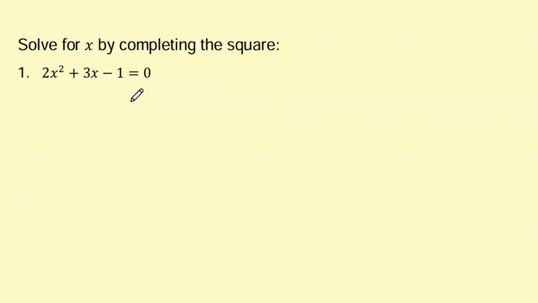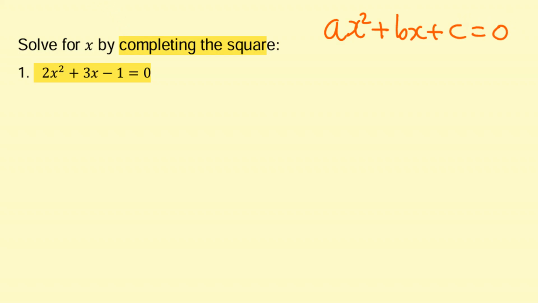This tutorial deals with solving quadratic equations by completing the square. And in number 1, we have to solve this equation by completing the square. Now, remember that any quadratic equation can be written in the form ax squared plus bx plus c equals 0. The first step in completing the square is to take the constant, in other words c, to the right hand side. In this case, c is equal to -1, so we move it to the right hand side.